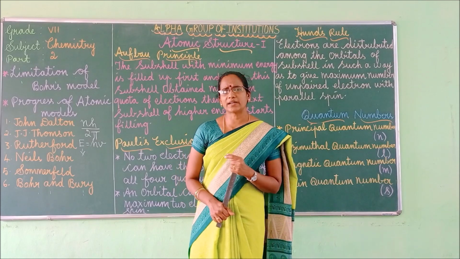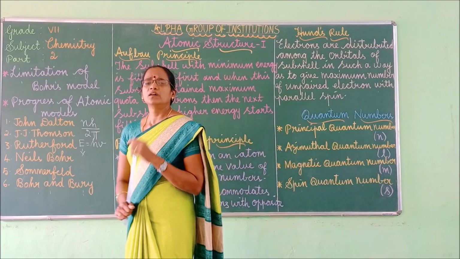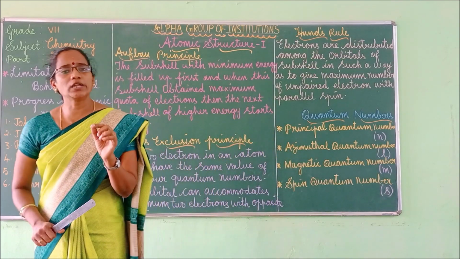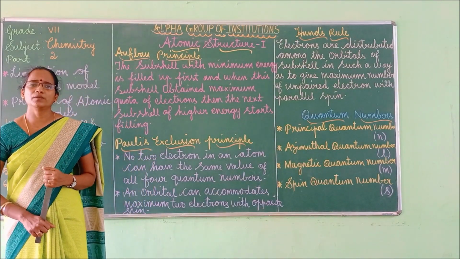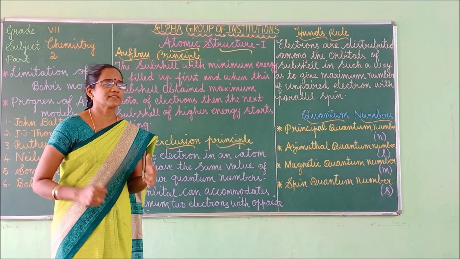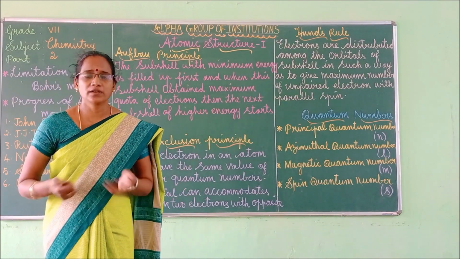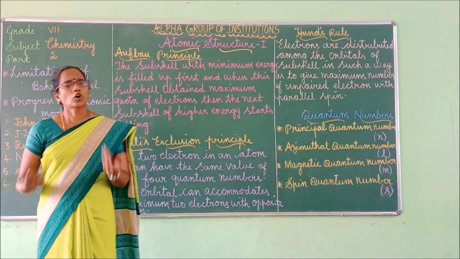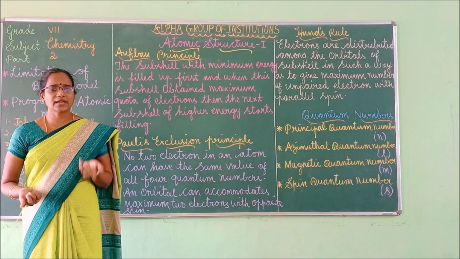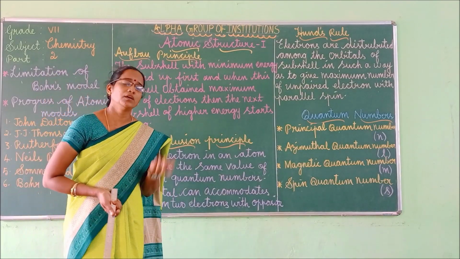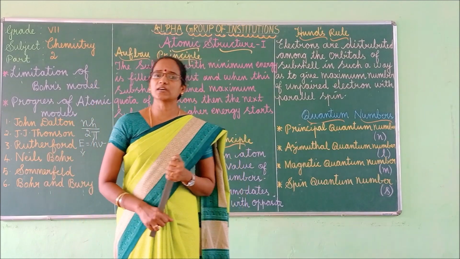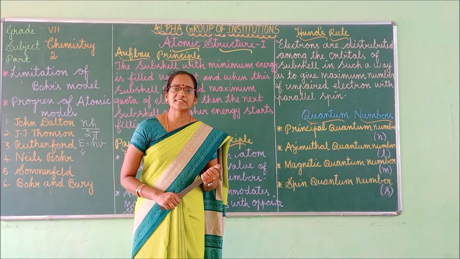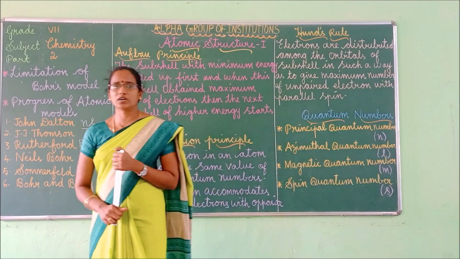He proposed that atoms were indivisible solid spheres. What is the meaning of indivisible? Indivisible means cannot be divided, cannot be cut. That's the meaning of indivisible. So according to John Dalton, an atom was an indivisible solid sphere.